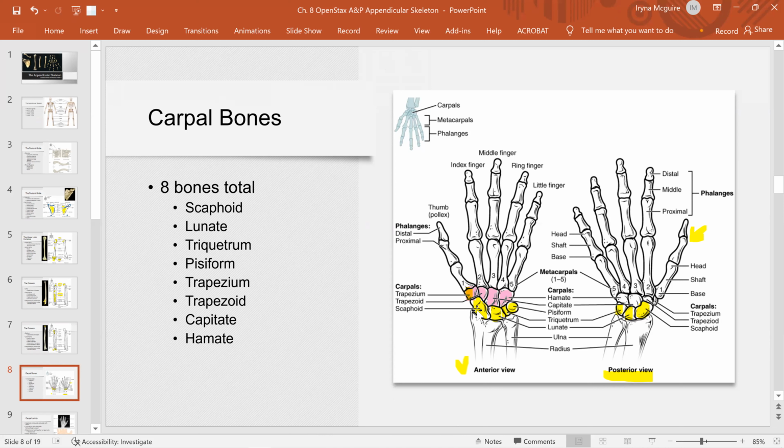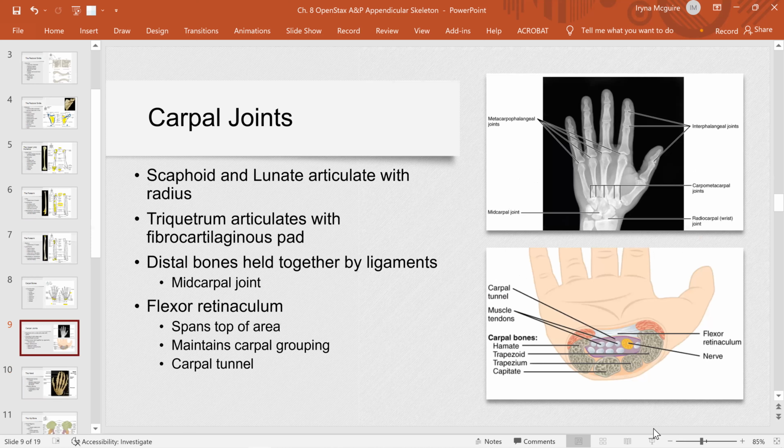I colored my proximal row in yellow, right? Scaphoid, lunate, triquetrum, pisiform, and the distal row in pink color: trapezium, trapezoid, capitate, and hamate. And when we have our lab, we will look at these bones. We will learn how to identify them. They have a distinct feature that will help you to remember their names and location. All right.